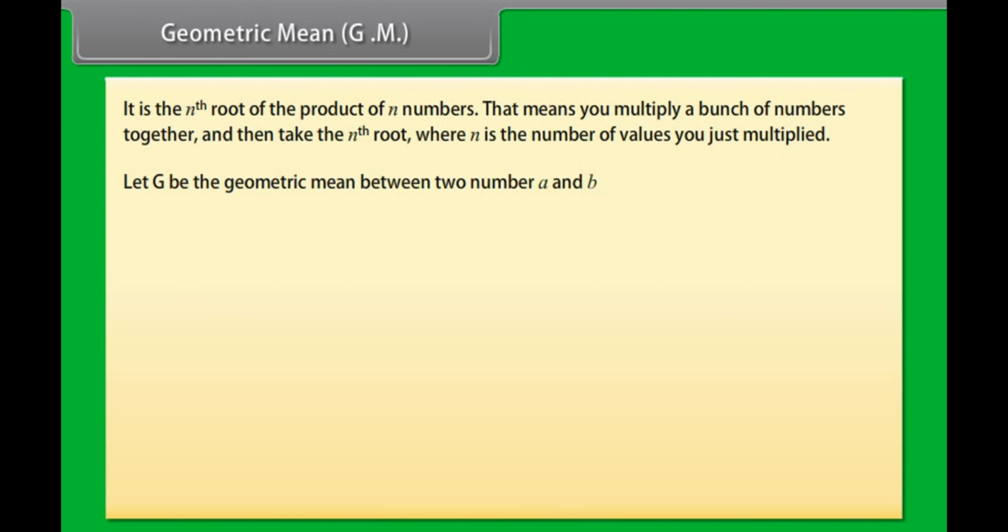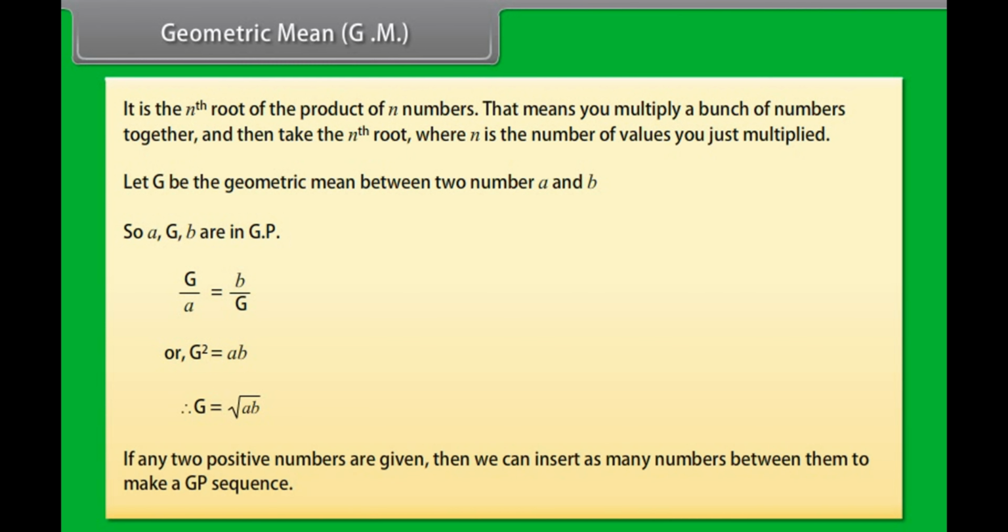Let G be the geometric mean between two numbers, a and b. So, a, G, b are in GP. G/a = b/G, or G² = ab. Therefore, G = √(ab).